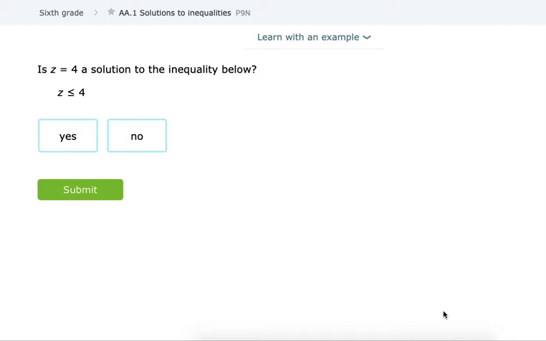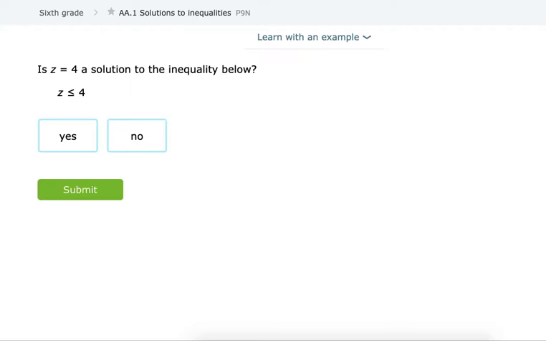This one's for IXL 6th grade AA.1 Solutions to Inequalities. On this one you'll be going over seeing if you can find if a given value is a solution to an inequality. We'll look at three different types of examples that you'll be asked to look at in this particular lesson. So the first one you'll look at here is you'll just be given one value.